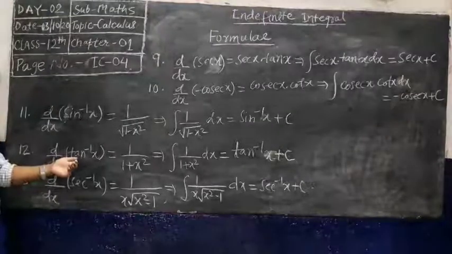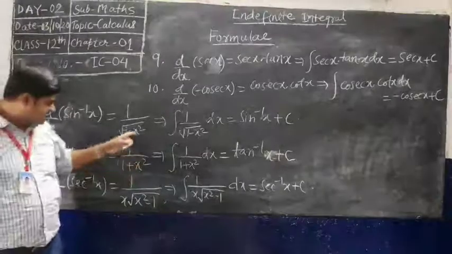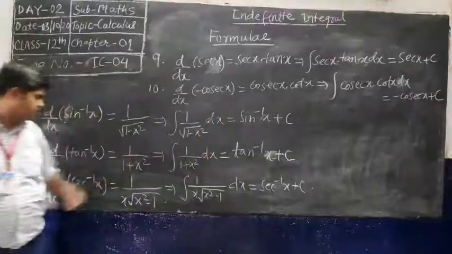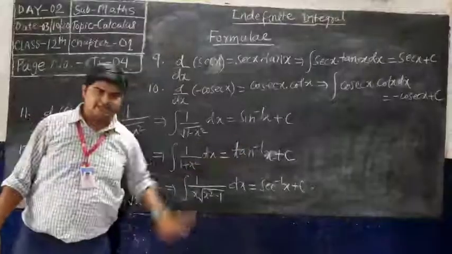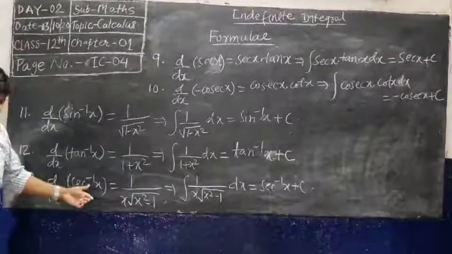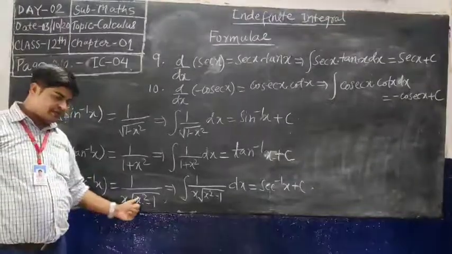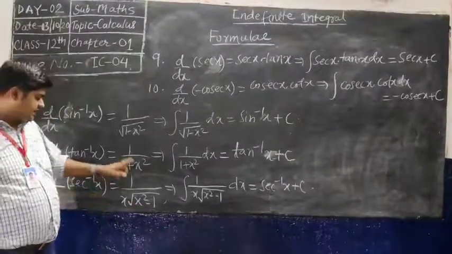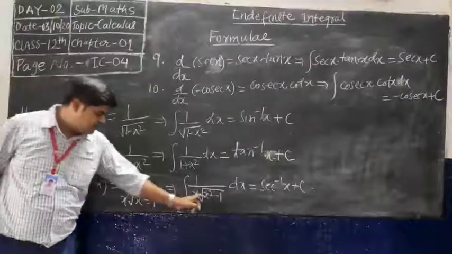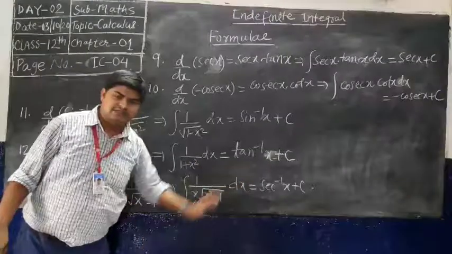Formula number 12. The derivative of tan inverse x is equal to 1 by 1 plus x square. That means the integration of 1 by 1 plus x square dx is equal to tan inverse x plus constant term. And the last formula: the derivative of sec inverse x is equal to 1 by x under root x square minus 1. So the integration of 1 by x under root x square minus 1 dx is equal to sec inverse x plus c.